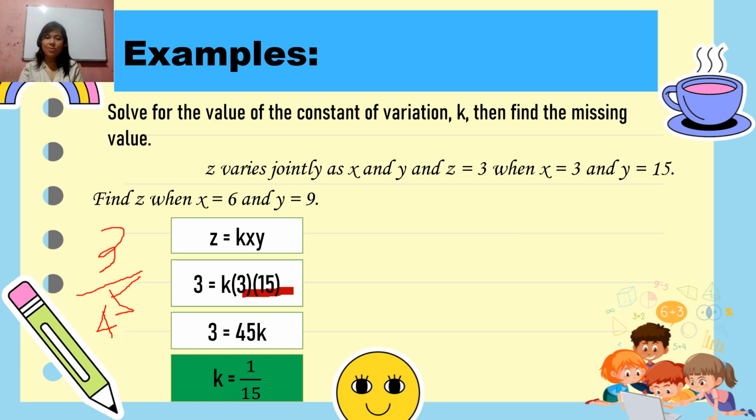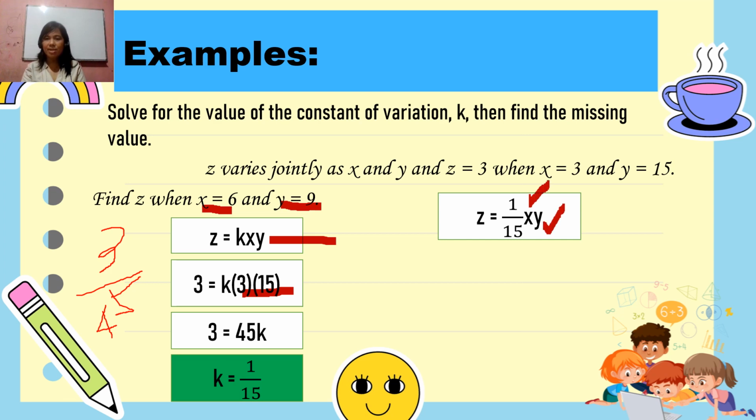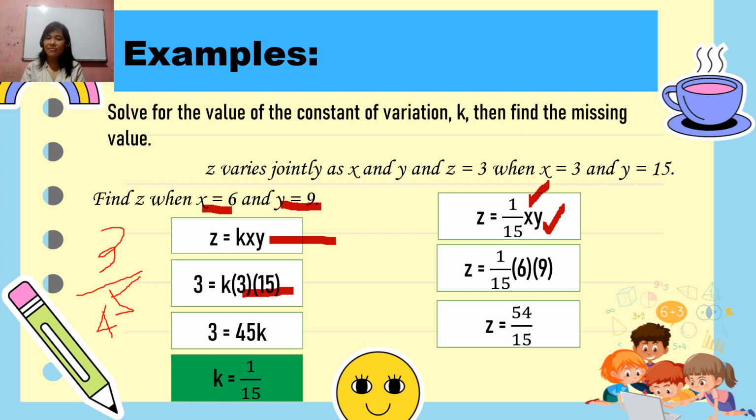Balik ka na dun sa mathematical equation mo sa first step. Palitan mo yung k mo ng 1 over 15. So, meron ka ng z equals 1 over 15 xy. Tapos, go to the question again, and then continue with find z when x equals 6 and y equals 9. So, dito, palitan mo to ng 6, ito naman, palitan mo ng 9. So, una muna is 1 times 6 times 9. So, 1 times 6, 6 times 9, that's 54 divided by 15.